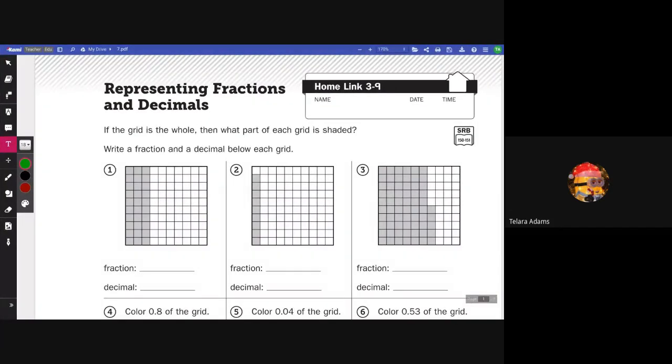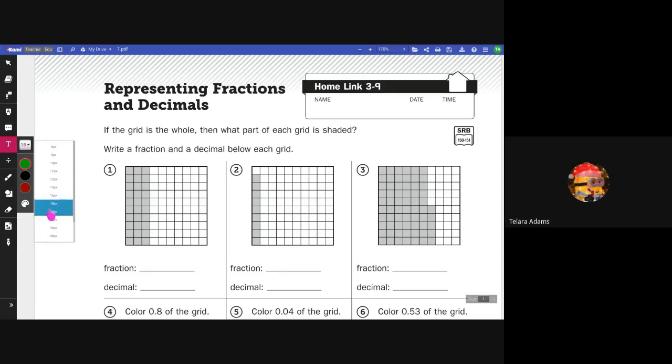Back to the task at hand. For number 1, I can see that I have 30 shaded squares. I know that because each rod is 10. So I counted 10, 20, 30. You could count them individually, but it would take you much longer. 1, 2, 3, up to 30. Yep, still 30. How can I represent that with a fraction?